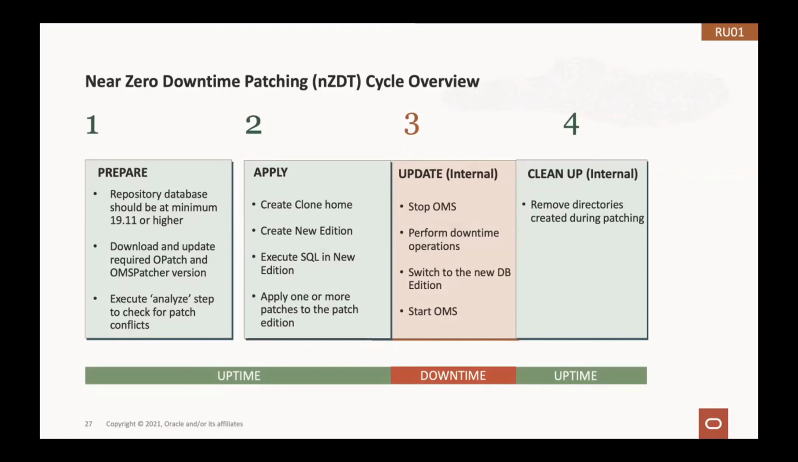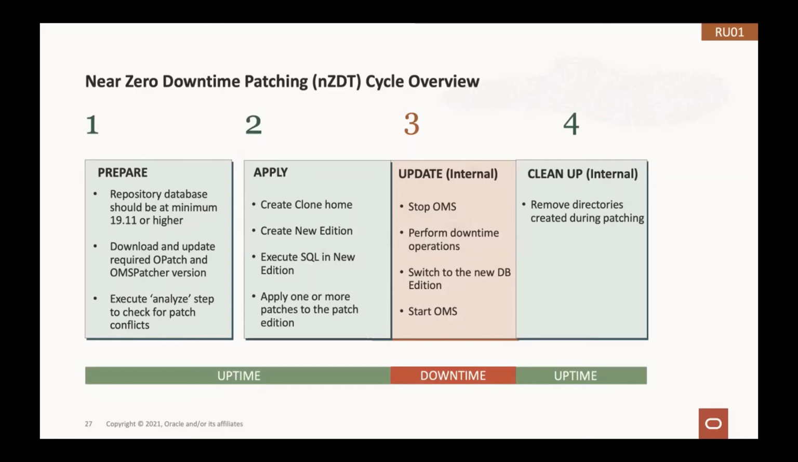What we have done with respect to 13.5 is restrict the database version. If you want to take the first RU of 13.5, either in the normal mode, which is the full downtime patching, or in the zero downtime or NZD based patching, the requirement is that the repository database should be at a minimum 19.11 or higher, because 19.12 will come in July. As of today, 19.11 is the latest on the 19c series from the database, so the minimum supported is 19.11. If the repository database is below 19.11, then we are blocking the patching.